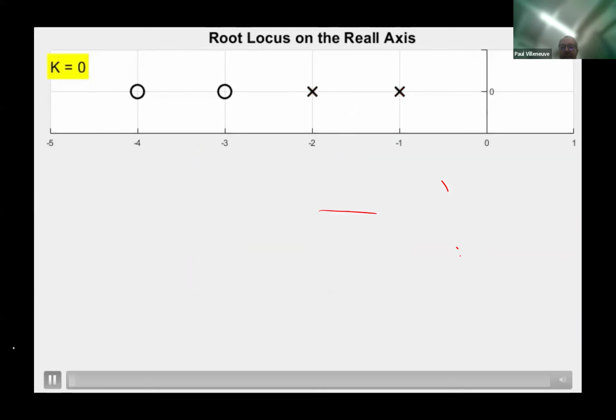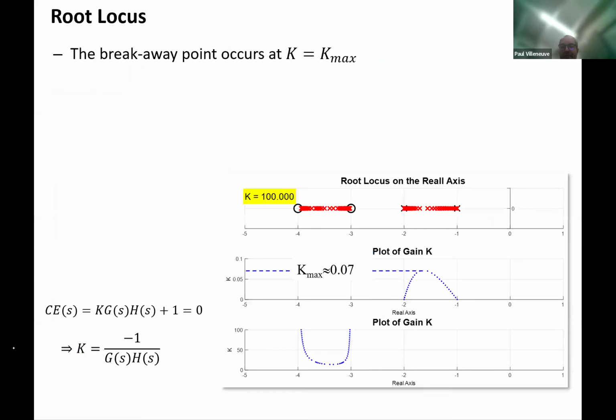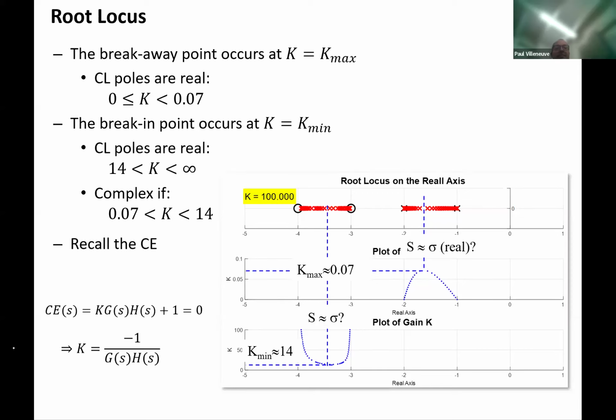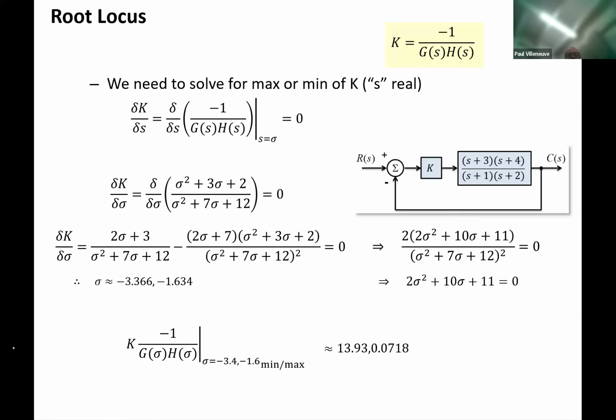Let me see if I can skip through here. All right, so when I take the derivative, I'm going to get a k max of 0.07. And that's when I just leave the real axis. When I do another derivative and set it to 0, I'm going to get the minimum. Here's my characteristic equation. So I'm going to solve for k equals -1 over g times h, and I'm just going to take the derivative of that.